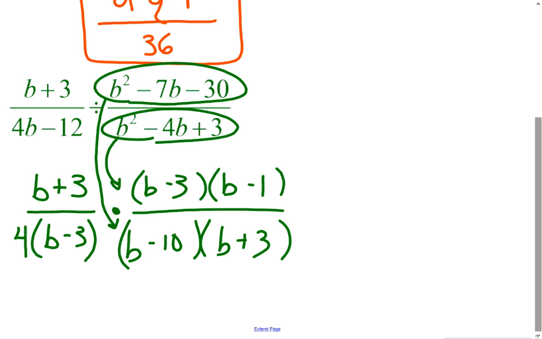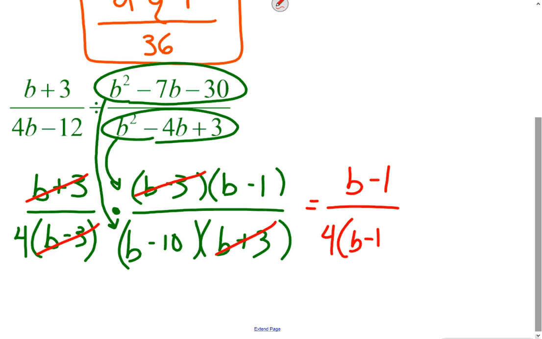Now it's just a matter of going through and finding those common factors and dividing them out. So I see a b plus 3 here with a b plus 3 here. Those will divide out, become 1. The b minus 3 here and the b minus 3 here, those are going to divide out to be 1. All that remains then is b minus 1 in the numerator, and the 4 and the b minus 10 in the denominator.